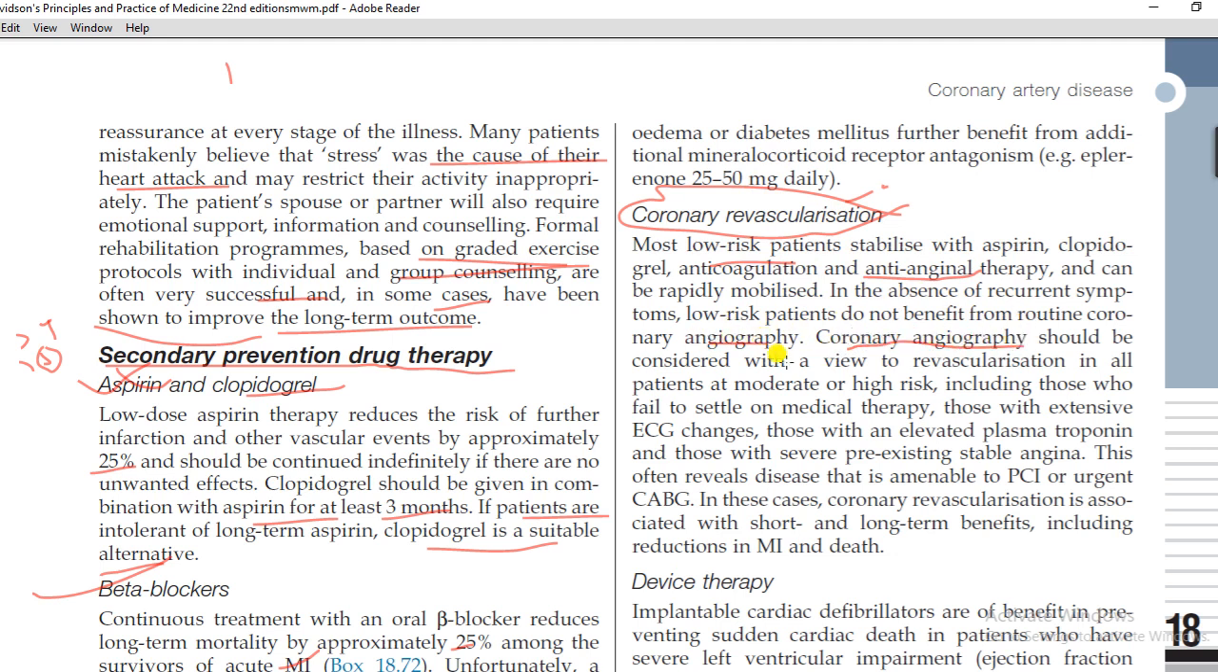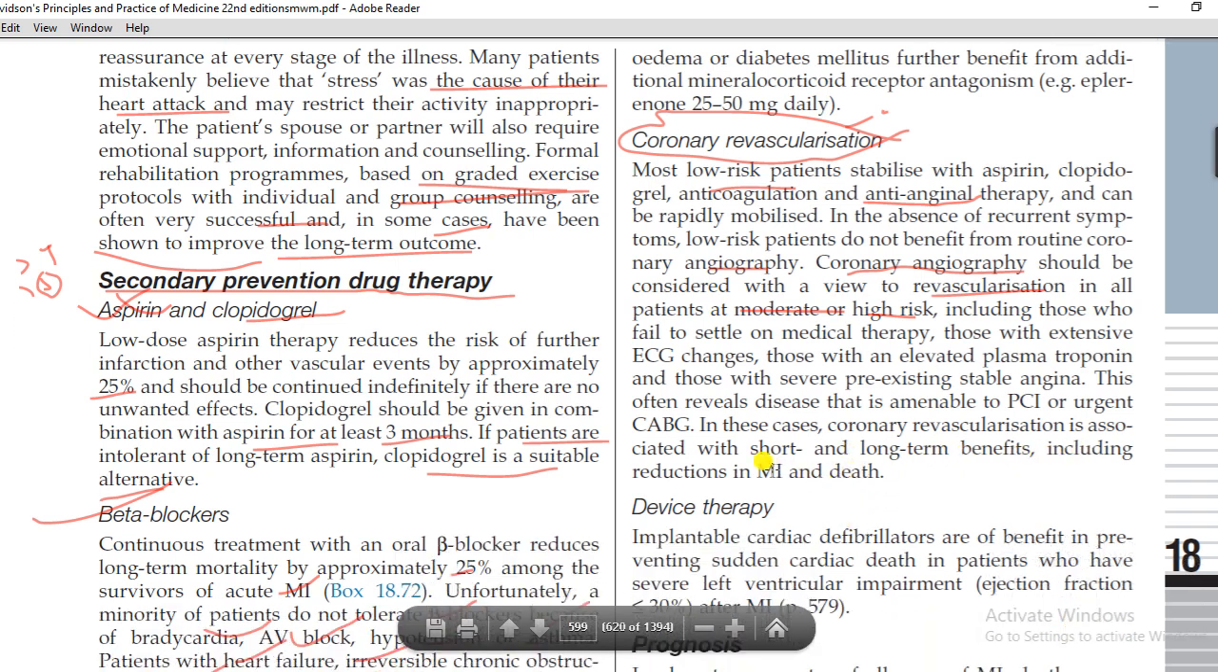Coronary angiography should be considered with a view to revascularization in all patients at moderate or high risk, including those who fail to settle on medical therapy, those with extensive ECG changes, those with elevated plasma troponin, and those with severe pre-existing stable angina. This often reveals disease that is amenable to PCI or urgent CABG. Coronary revascularization is associated with short and long-term benefits, including reduction in myocardial infarction and death.